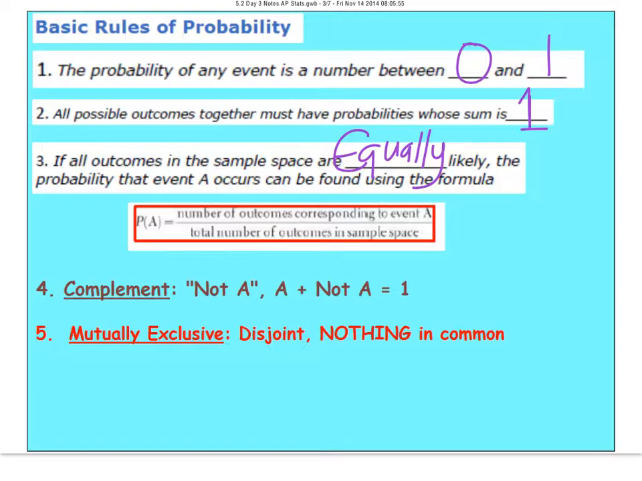And then recall mutually exclusive, or the word disjoint, means two events have nothing in common. Therefore, their probability would be 0 if you found the probability of A and B together.